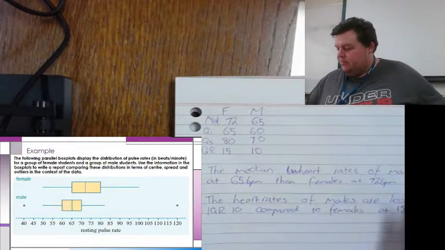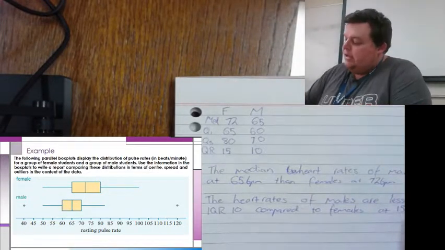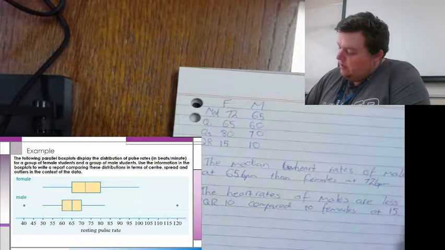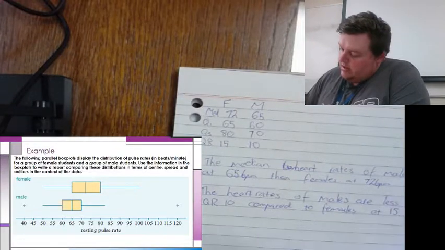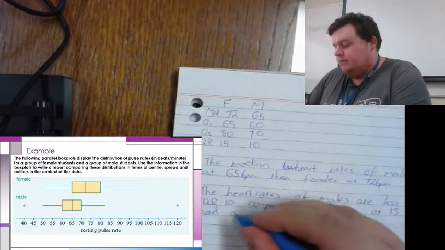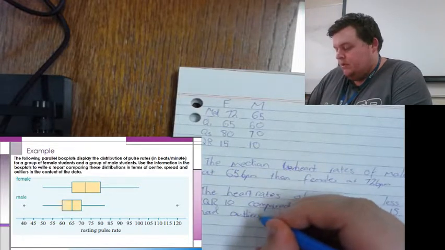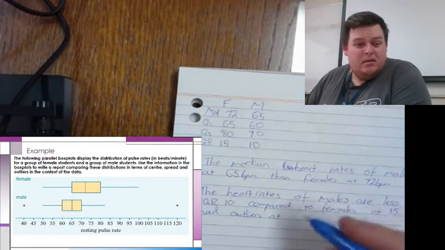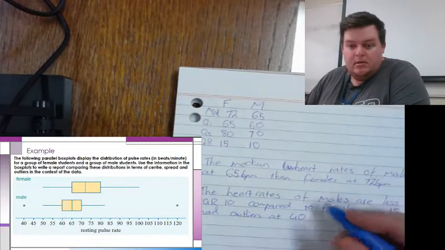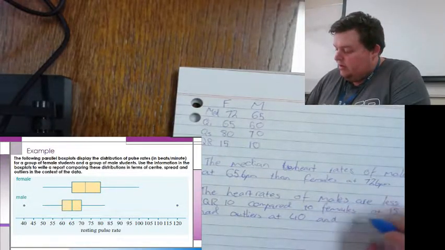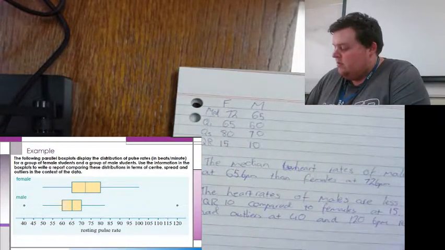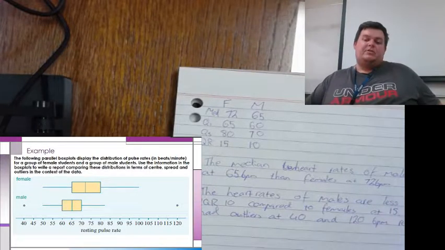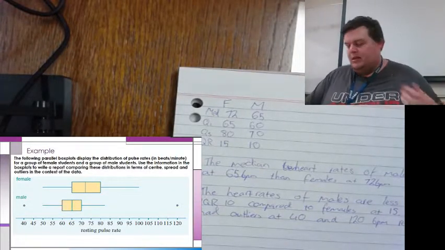I usually throw that in with spread, so I'll say however, males had outliers at 40 and 120 beats per minute respectively. I think that's how you use that phrase. So it's saying that there's 2 individual data points that were both outliers.